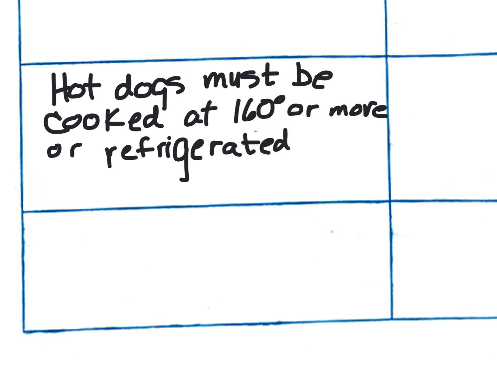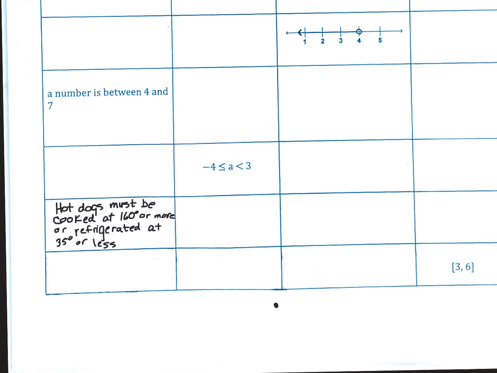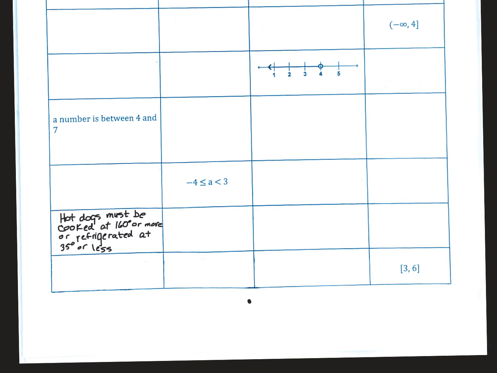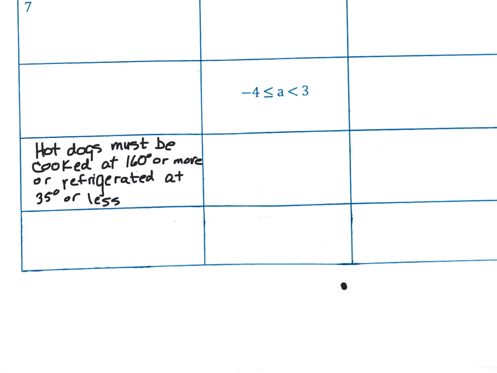So, hot dogs must be cooked at 160 or more or refrigerated at 35 degrees or less. Okay, there's one of those compound inequalities we learned about yesterday. So I'm going to work one of these for you just to give you the idea of what it needs to look like. I'm going to choose this one right here because that's one of the compound ones. And again, guys, taking your test, my bad. I'm going to be as quick as I can, I promise.